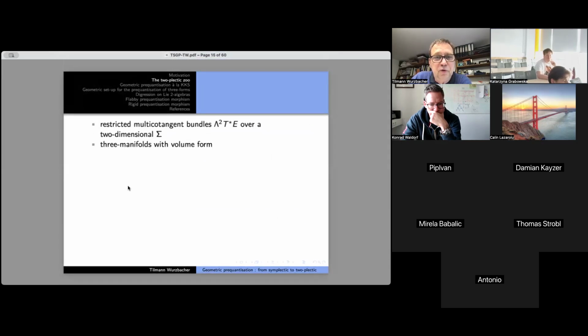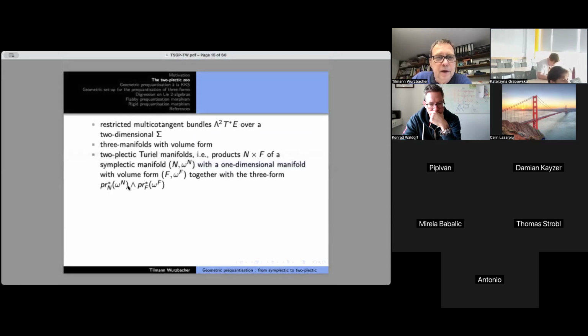Then you take a three manifold with a volume. It's also two-plectic. Then you have this example class which goes back to Souriau. He takes products of a symplectic manifold with a one-dimensional manifold, and he takes the wedge of the symplectic form and the volume form on the one-dimensional manifold. This is also a three form. This is almost multi-symplectic, which is rather close to symplectic.